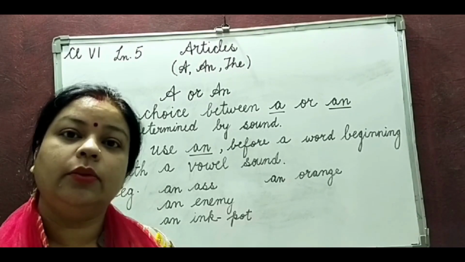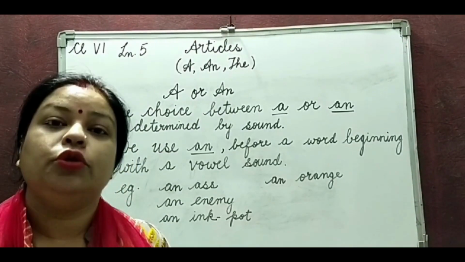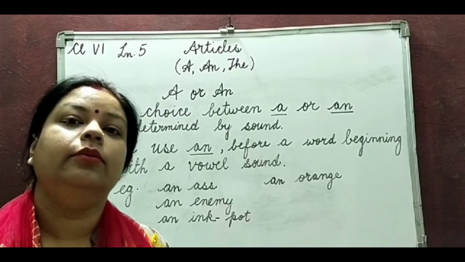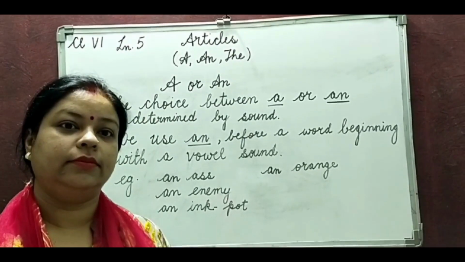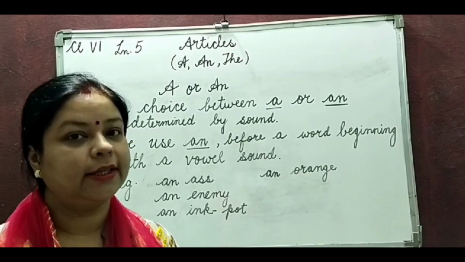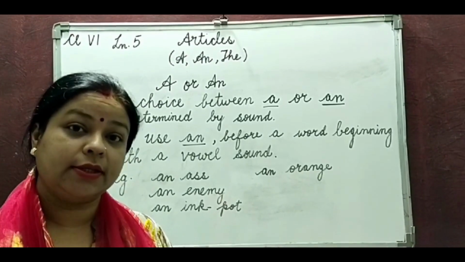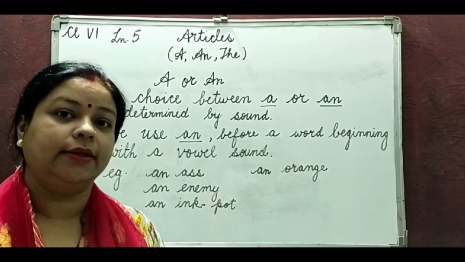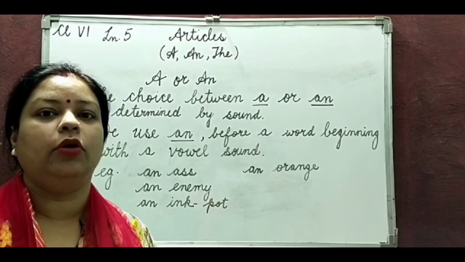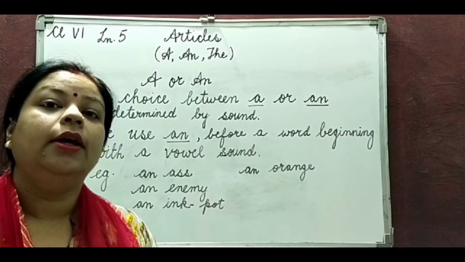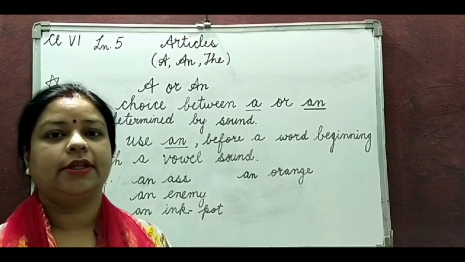But starting the word only with a vowel is not enough to understand. To use an, we need to see that the words start with the vowel sound also. Therefore, we can say that an is used before a word that not only begins with a vowel letter but also begins with a vowel sound. So, sound is very important for using the articles a or an. So here are some examples given in front of you.